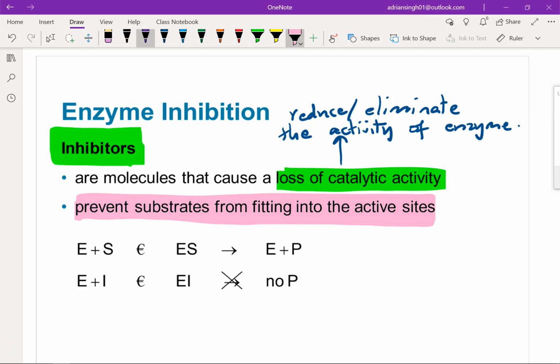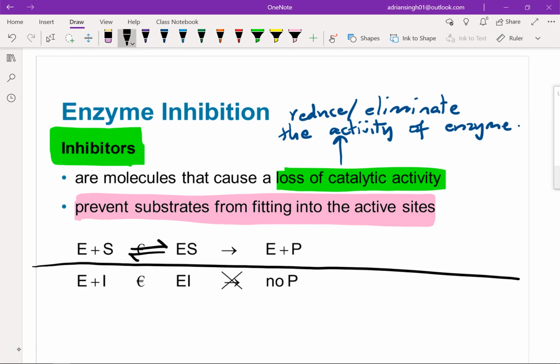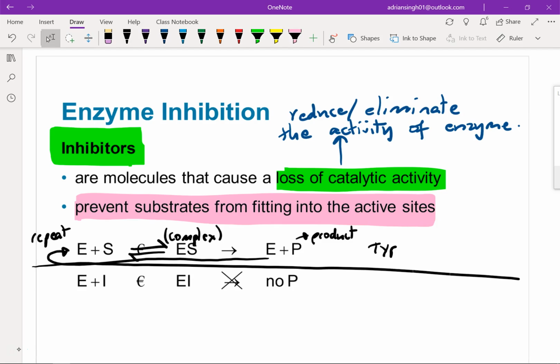All right, so normally what we saw before is that your enzyme and your substrate can combine, form your enzyme substrate complex, ES. Enzyme does its thing and releases the product. Enzyme is freed up and it can go back and then repeat this process over and over again. Right? So this is what happens typically.